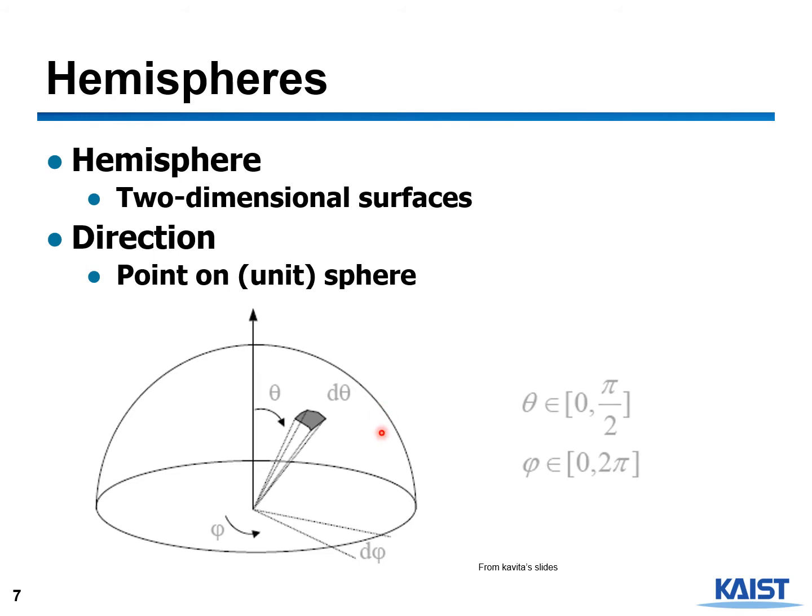A direction in space can be defined by just defining a point on this hemisphere. So here, if we define a point, then by drawing an arrow from the origin of the hemisphere passing through the point, we can define this direction. By the definition of theta and phi on the hemisphere, theta is in the range of 0 to pi over 2, and phi is defined in the range of 0 to 2 pi.